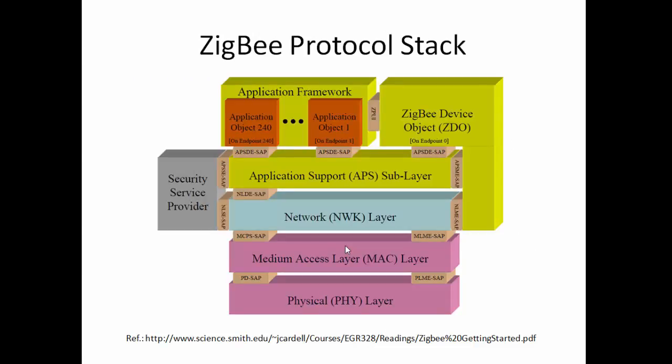This is the ZigBee protocol stack. We have the usual PHY, MAC and network layer, and on top of that we have the application layer, which is again divided into three sublayers: the application support sublayer, application framework, and ZigBee device object. Now we'll look at how each of these layers are implemented and their functionality.